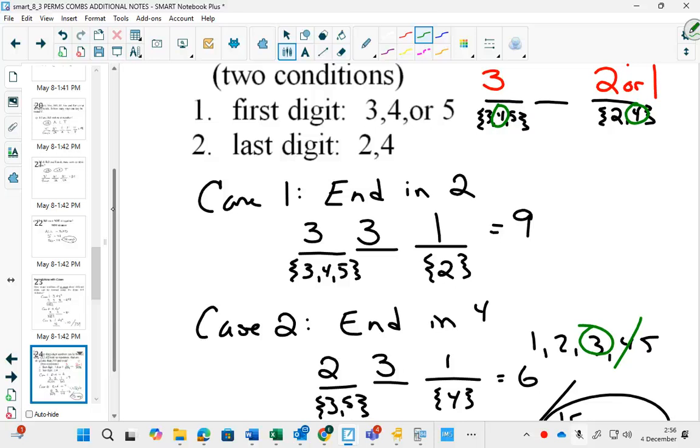So, if you break up your cases to deal with the issue, you could do a case where you start with a 3 or a 5, then you could end with a 2 or a 4. And then do the case where you start with a 4, then you would have to end with a 2. And your numbers will be different. You'll get 12 and 3, but they'll still add up to 15.